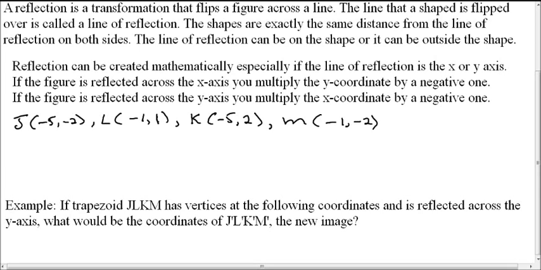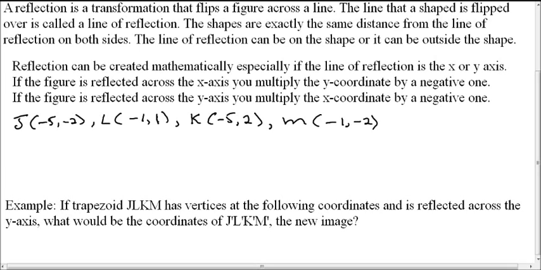JLKM and its vertices are J (-5, -2), L (-1, 1), K (-5, 2), and M (-1, -2), and this whole trapezoid is going to be reflected across the y-axis. So we want to know what will be the coordinates of J, K, and M.